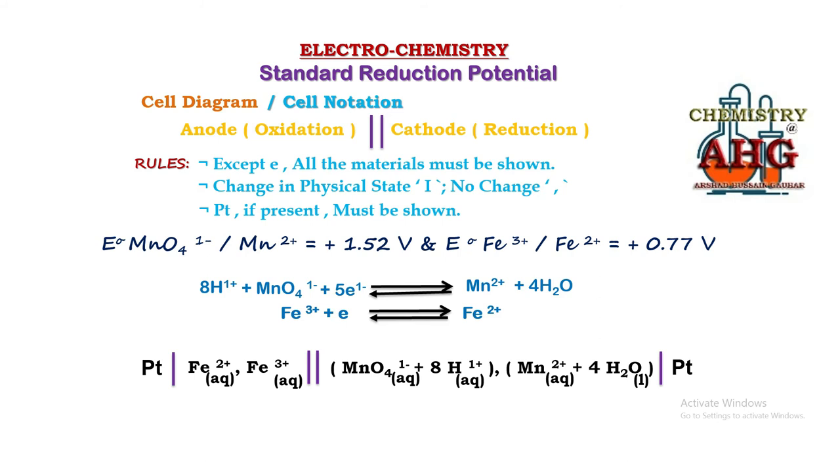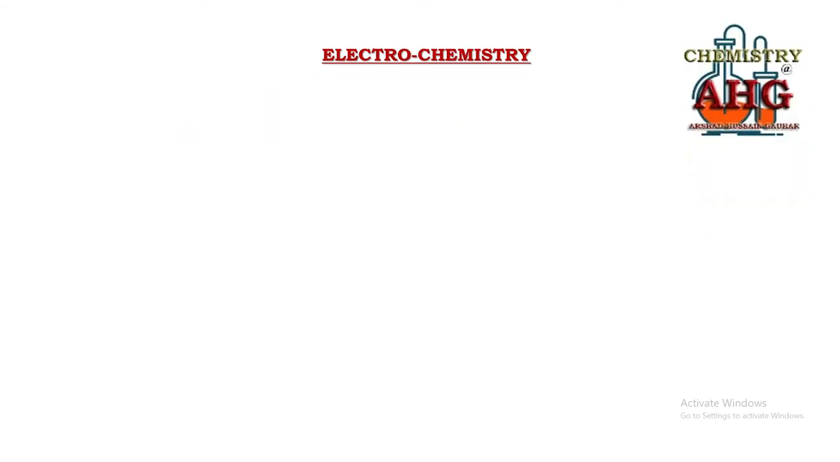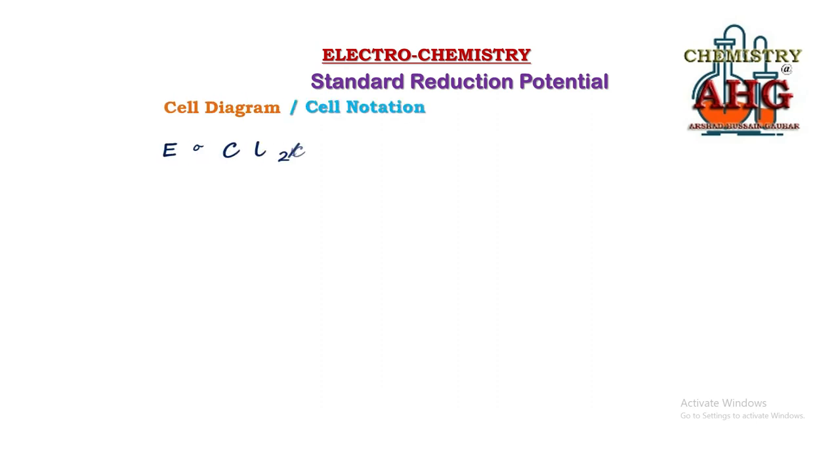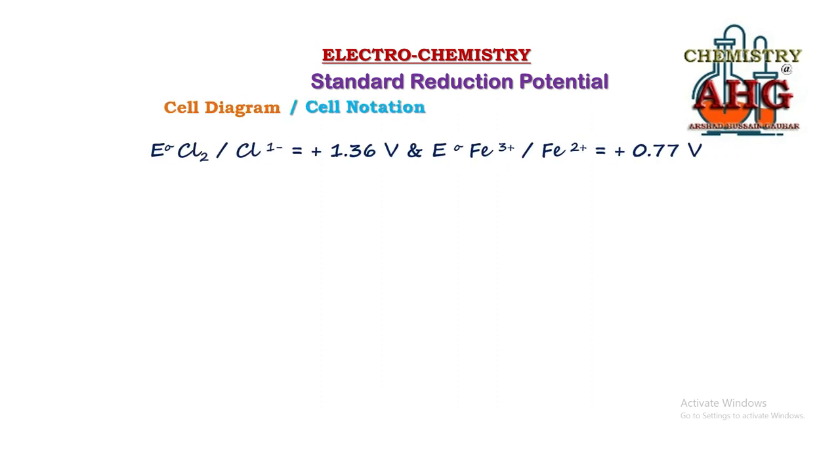Now this is a complete cell diagram, and this can be the most difficult example for writing a cell diagram. We have studied all the rules in this example. Now I am giving you some more examples where you will see we will apply these rules. Look at this example. This is a cell that is made up of two half cells, chlorine and iron.